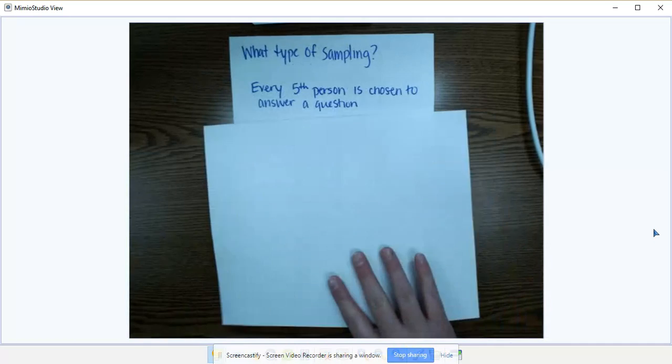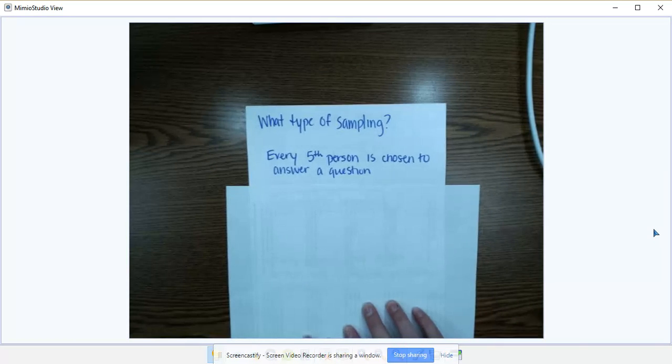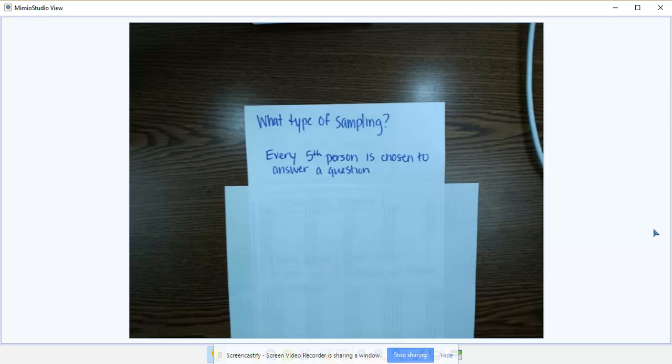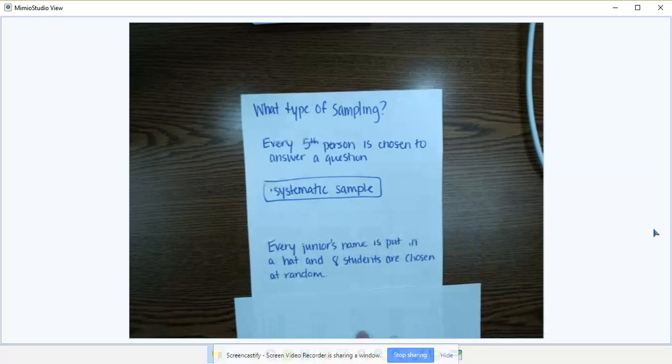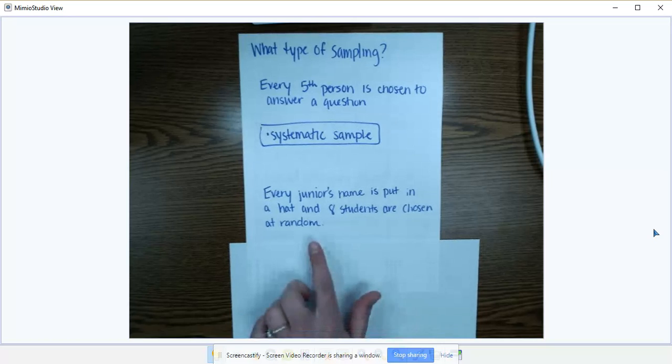So we're going to look at a couple examples and figure out what type of sampling is being done. So every 5th person is chosen to answer a question. We talked about a systematic sample. So being chosen at specified intervals. So this would be a systematic sample because every 5th person, we have a rule that we're following in order to sample these people.